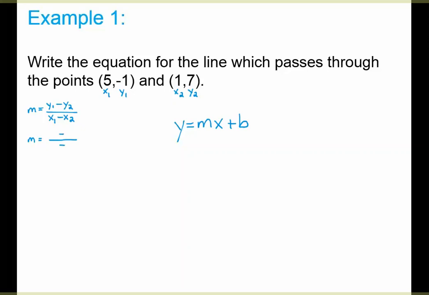Okay, so it looks like my y sub 1 is negative 1, and my y sub 2 is 7. My x sub 1 is 5, and my x sub 2 is 1. So now I'm just going to crunch those numbers. Negative 1 minus 7, it's type 1, turns into get mugged twice, becomes negative 8. 5 minus 1 is just 4. And so it looks like we have a slope of negative 2.